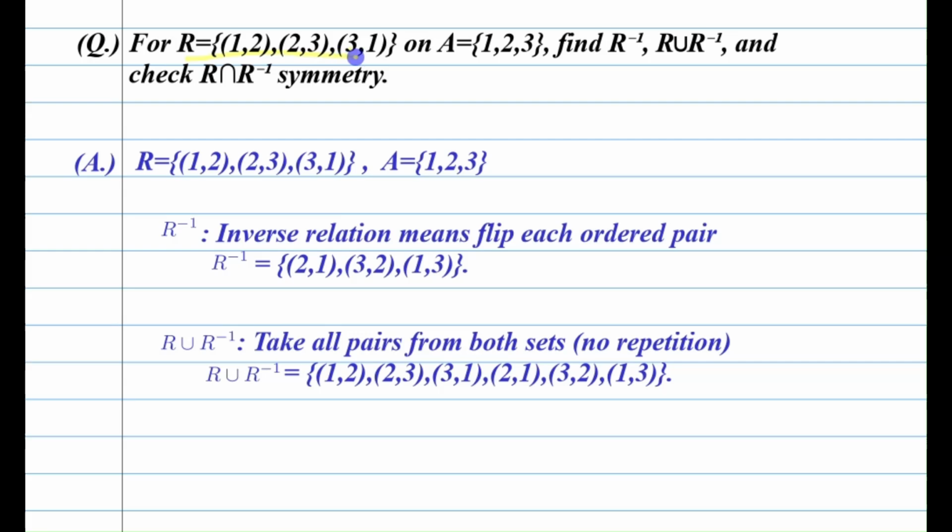R equal to {(1,2), (2,3), (3,1)} on A equal to {1, 2, 3}. Find R inverse, R union R inverse, and check whether R intersection R inverse is symmetric or not. So R inverse means inverse relation, meaning flipping each ordered pair. So R inverse is this. R union R inverse: take all pairs from both sets but no repetition. So R union R inverse is this.